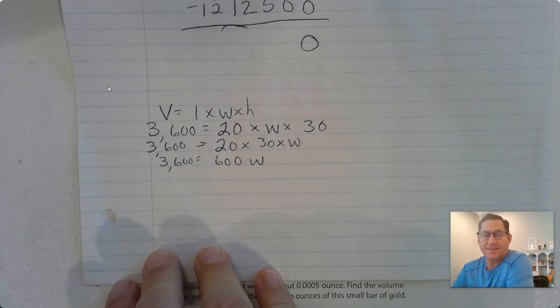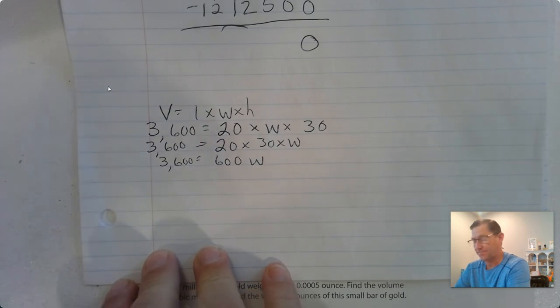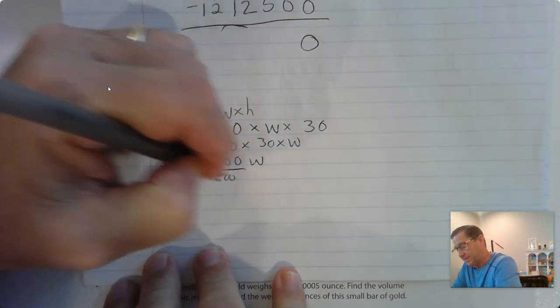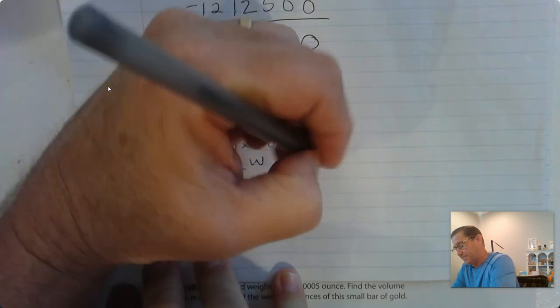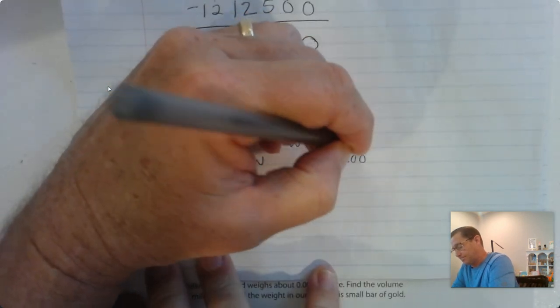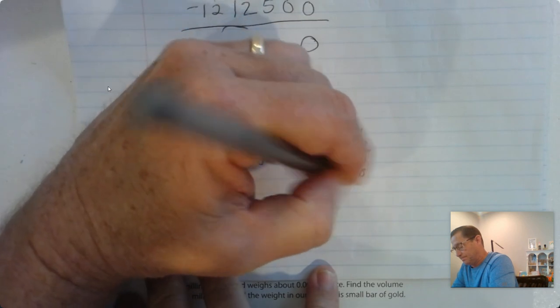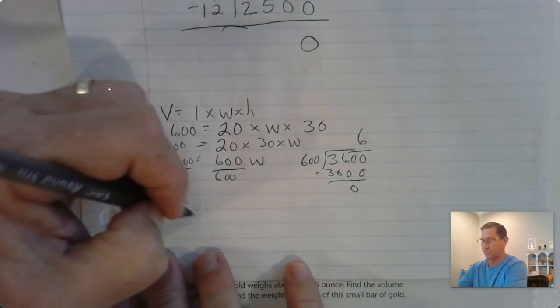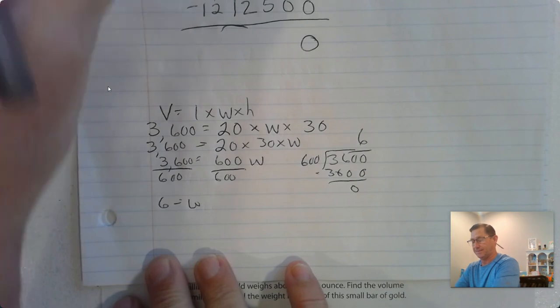20 times 3 tens is 60 tens, or 600. Divide both sides by 600. And we get 6. So w equals 6.